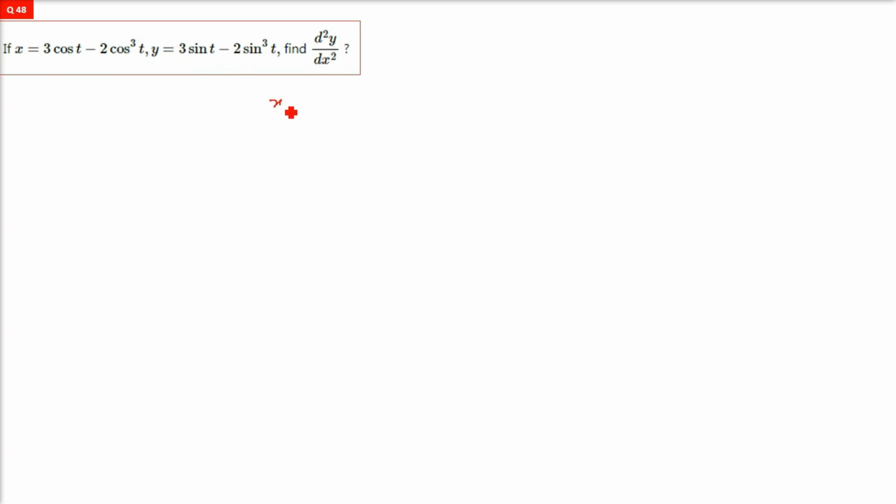So we have x as 3 cos t minus 2 cos cube t. Now in order to find dy by dx, we have to first find dx by dt and then dy by dt. So let us find dx by dt. The derivative of 3 cos t is minus 3 sin t. For minus 2 cos cube t, it will be 3 cos square t, and then the derivative of cos t is minus sin t. So I am making this plus, with a sin t. So dx by dt is this.